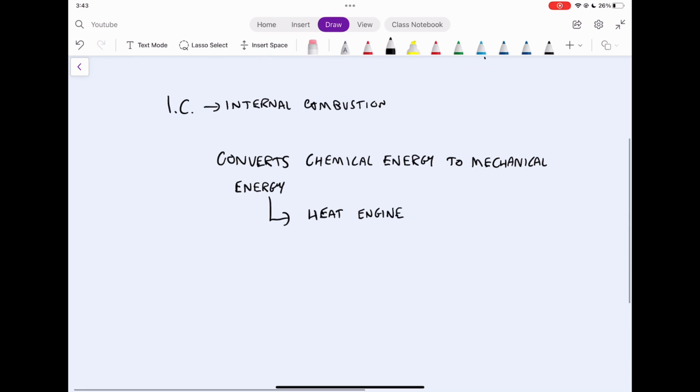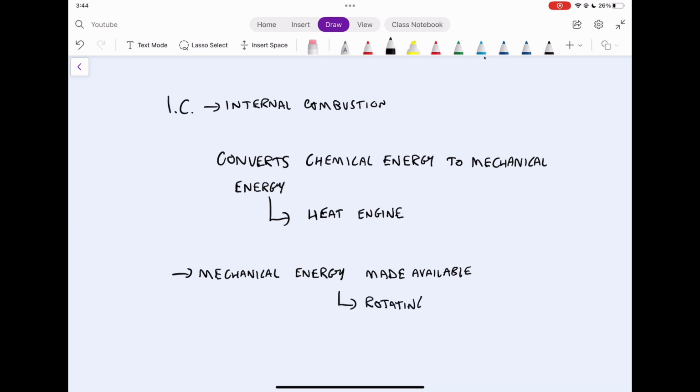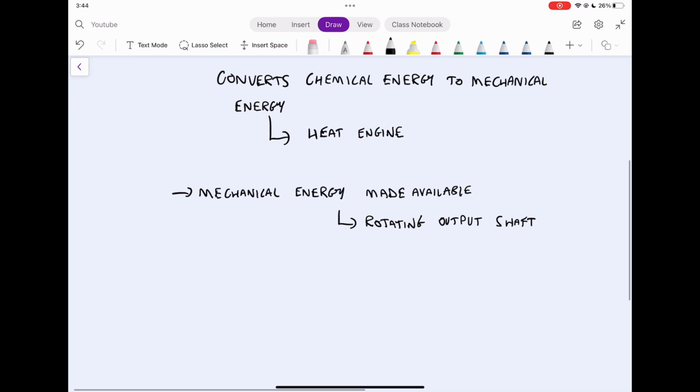Essentially, you are using heat to create mechanical energy, and we make this mechanical energy available. There are different ways of making it available, but most times an internal combustion engine makes its energy available through a rotating output shaft. This rotating output shaft usually powers the wheels of your vehicles or cars.